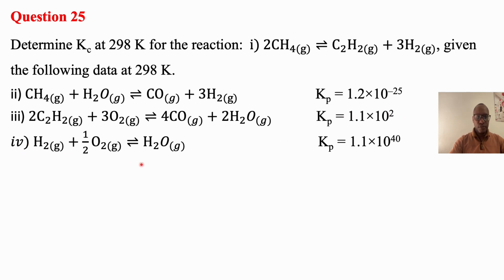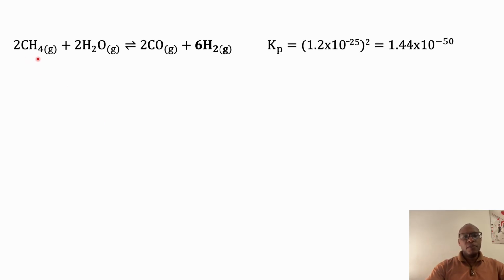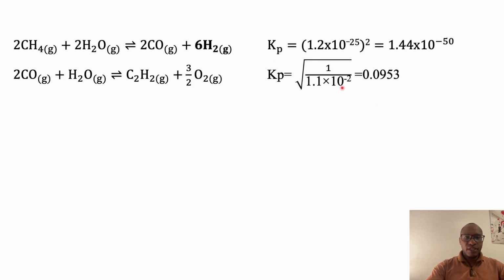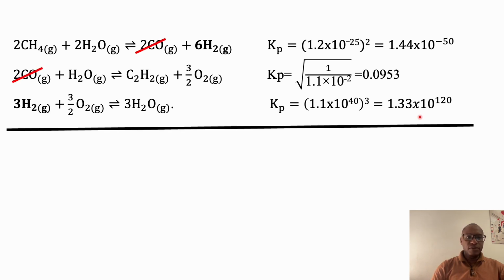Then this one, how do we proceed with this one? You can see here we have 3H2. So if you have the 3H2 here and here we have H2, you can multiply by 3. Let's try. To eliminate the water and oxygen, we need to multiply by 3 in the equation. Let's try to see if we can get the answer. For this one, we said we multiply by 2, so the Kp we also raise to the power of 2. The second one will be inverting, and then taking the square root. Then the third one multiply by 3 and we get this one. Let's see whether we can eliminate and get the same answer.